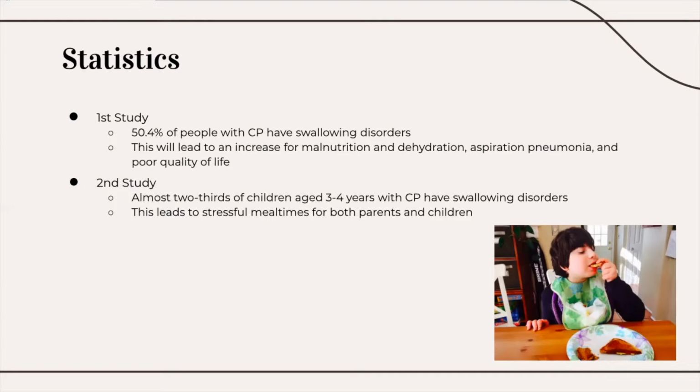So the second study was done with preschool-aged children, so 3 to 4 years, and it found that almost 2/3 of children with CP have swallowing disorders. They also found that this leads to stressful mealtimes for both parents and children, which could cause the children to not like to eat if it's a big ordeal, or if they have a negative association with eating, which can also lead to that malnutrition aspect.